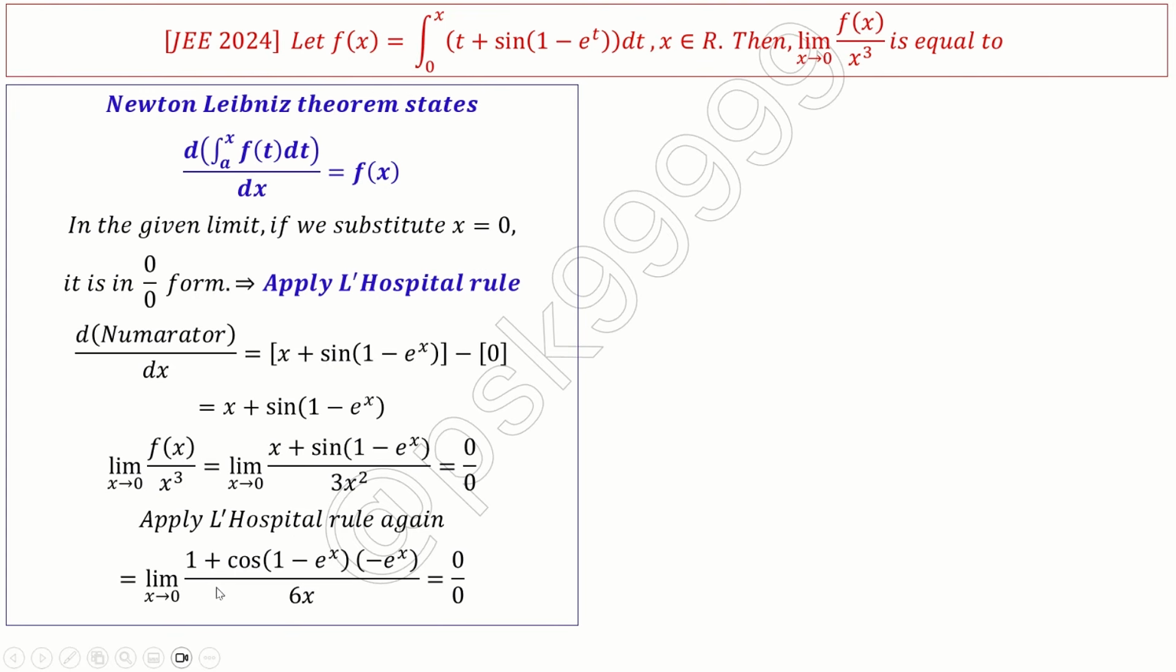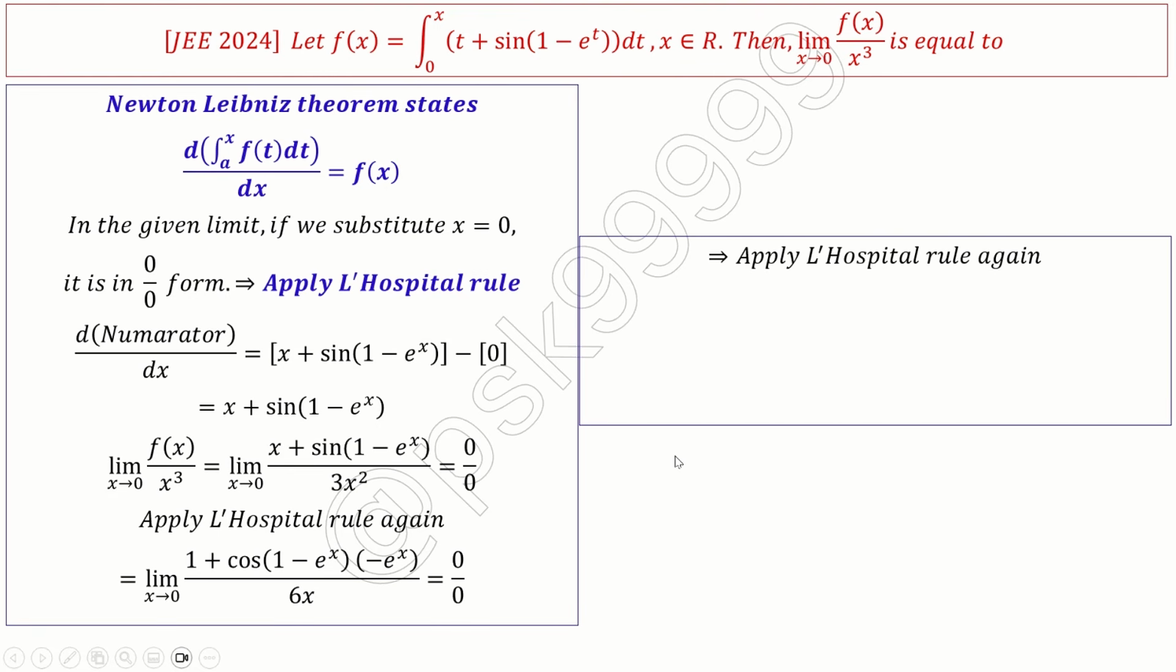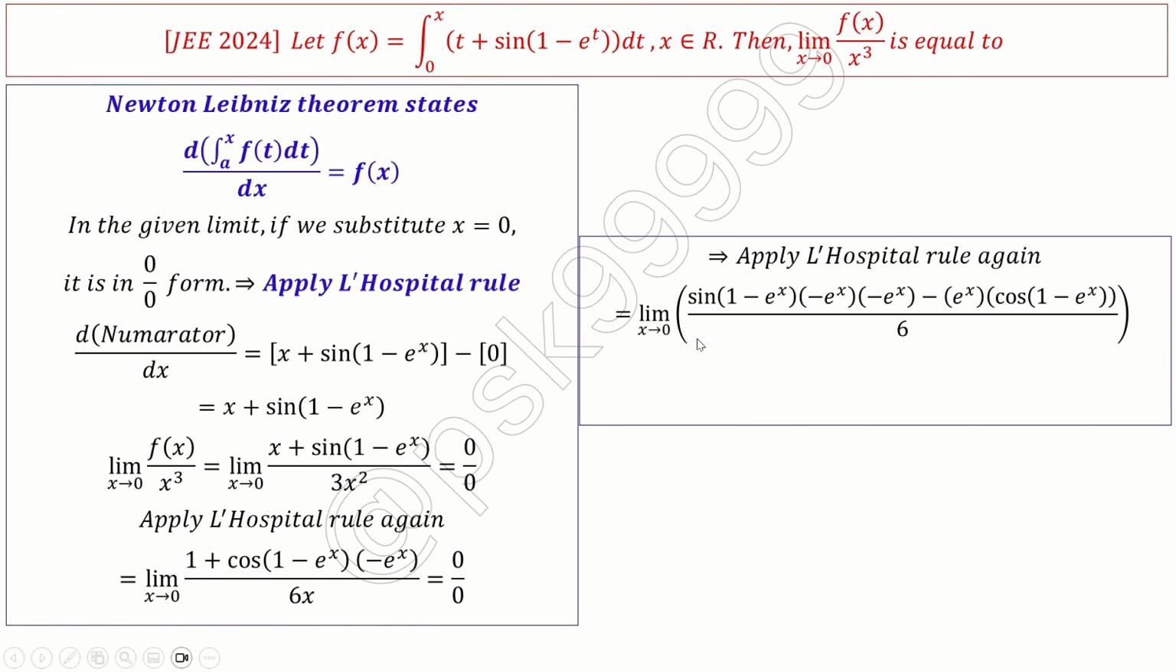This is 1 plus cos of 1 minus e to the power of x. If x is 0, this will become 1 minus 1, which is 0. So cos of 0 is 1, and into minus 1, which is minus 1. So 1 minus 1, again 0 by 0 form. So you apply L'Hopital rule again. In this case, this is what it will become. Carefully do it. It is very simple.